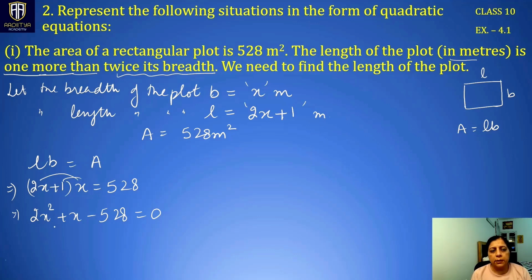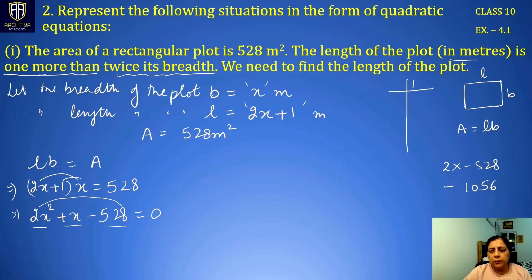Now we have to solve this equation to get the length of the plot. So here we are doing it with middle term split method, right? So I'm factorizing this. This is the standard form. See, the equation has to be in the standard form first, and if it is ax square plus bx plus c, then you have to multiply first and the third term. So this becomes 2 multiplied by negative 528. So this is minus 1056, right?